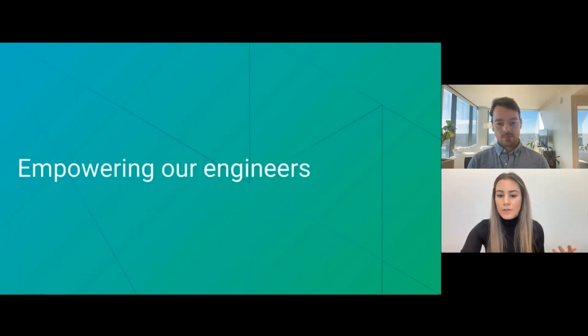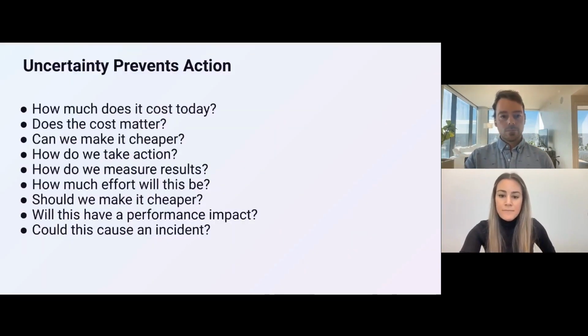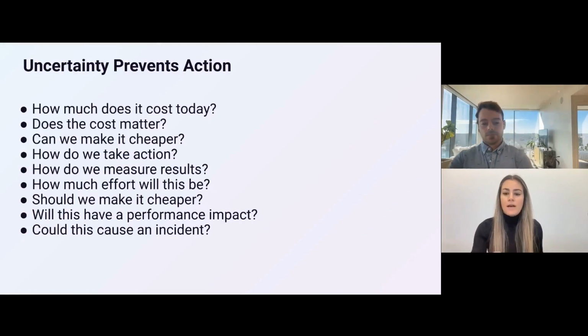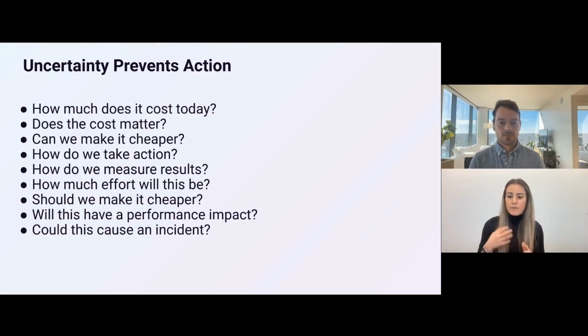So what did we do internally to empower our engineers to take action, in this case on S3? So after speaking to our teams, what we learned is that a lot of time it was really uncertainty that was preventing them from taking action. They already knew what the best practices were, but they often didn't feel like they had the context to de-risk some of the decisions that they were wanting to make. So we found that a lot of them were asking questions like, well, how much does this thing cost today? And do the costs even matter? And how do we actually make it cheaper? How do we take action?